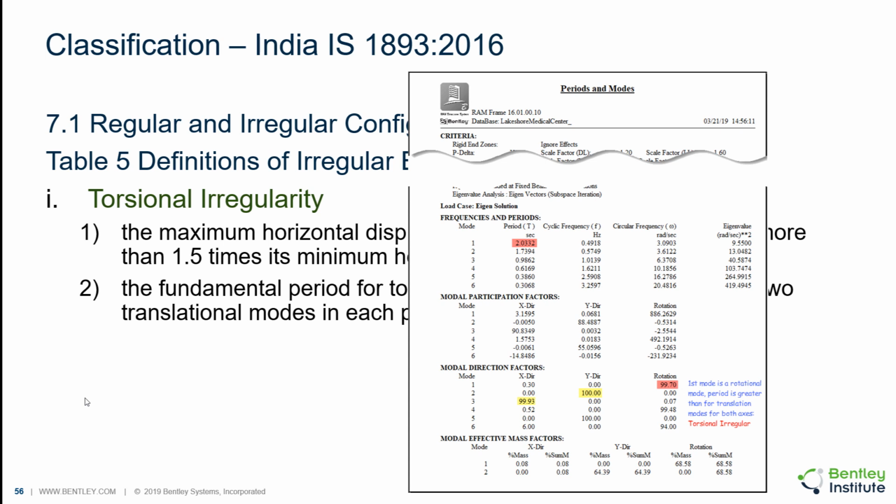From the results of an eigenanalysis, we see that this structure falls within the description of the second item, that is, the first mode is a translational mode. So, if the ratio of the maximum drift to average drift exceeds 1.5, and if the torsional mode is a lower mode than either of the fundamental translational modes, it is torsionally irregular.